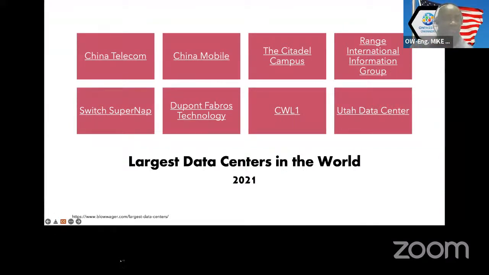Now, when you go here, these are the largest data centers in the world. We have China Telecom, Switch Supernap, China Mobile, DuPont Fabros Technology, the Citadel Campus, CWL1, Range International Information Group, and the Utah Data Center. Those are the largest data centers in the world. Can we go next, please, Ms. Lynn?